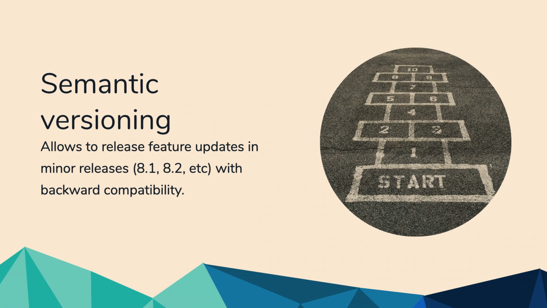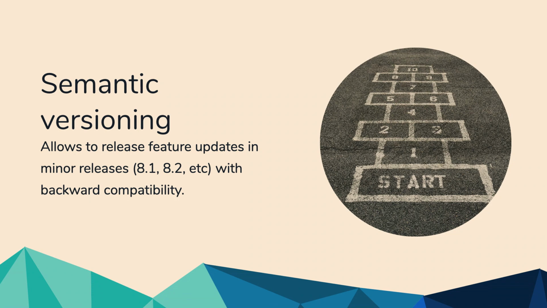Drupal started using semantic versioning with Drupal 8.0.0. In semantic versioning, that first number is the major version, in which breaking changes from previous major versions are introduced, as well as new features and APIs. The second number is the minor release version, in which new backward compatible features are introduced. The third number is the patch release, which is used for security and bug fixes.